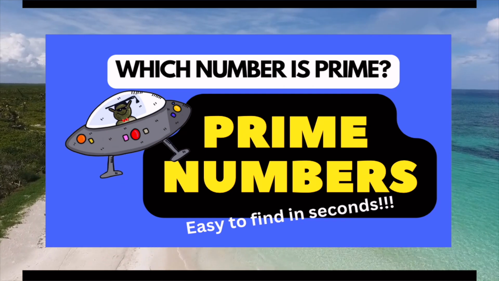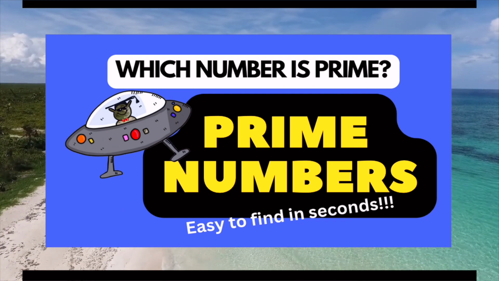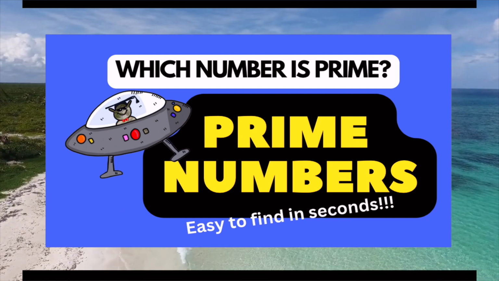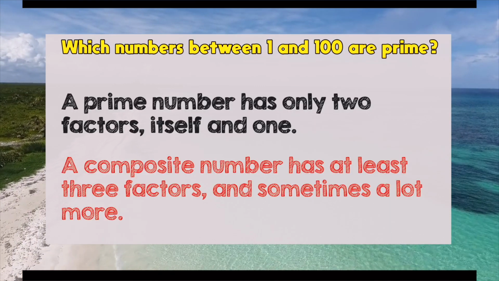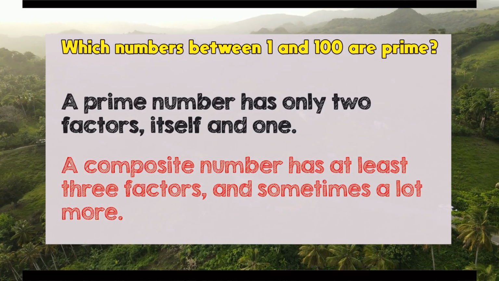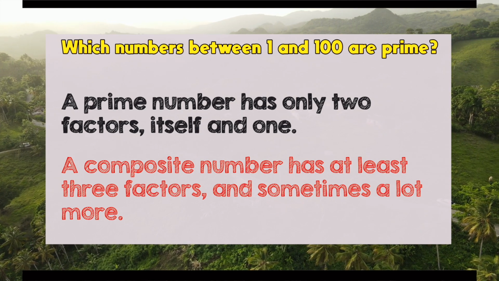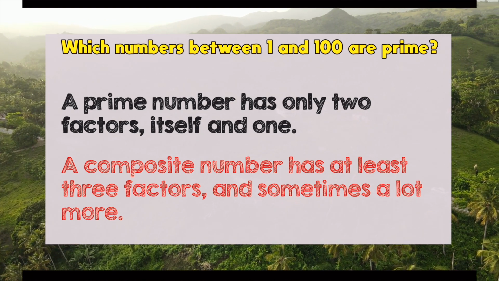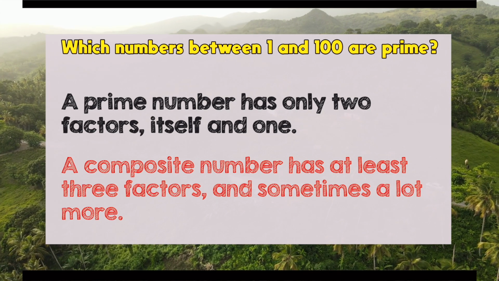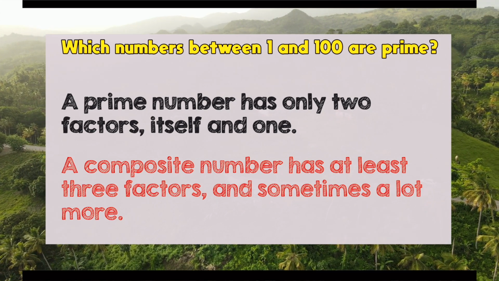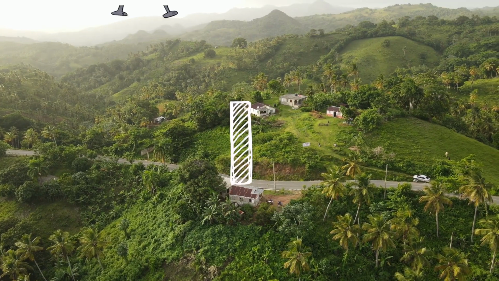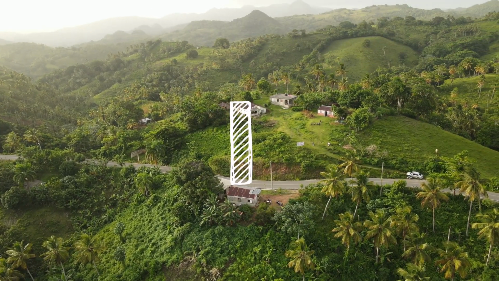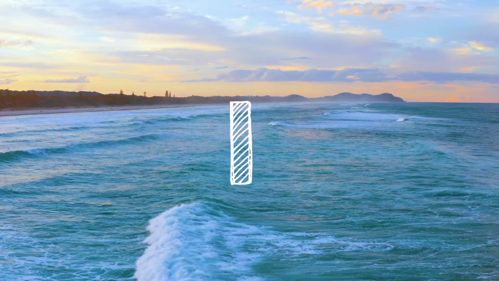In this video, I'm going to show you how to find all the prime numbers between 1 and 100. Prime numbers are numbers that have only two factors, 1 and itself. All the other numbers, if they're not prime, are composite numbers, meaning they've got more than two factors. The only exception is 1, which is neither a prime number nor a composite number.